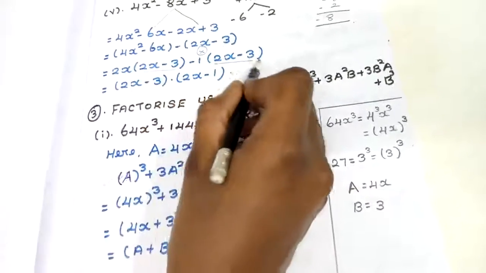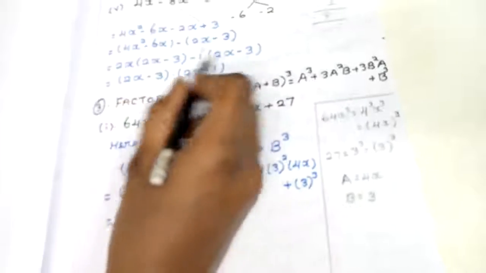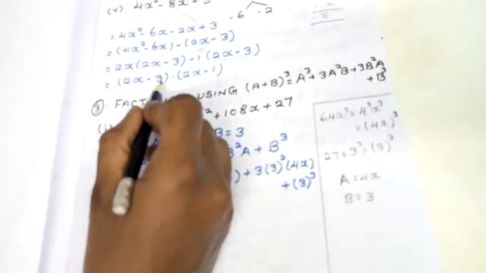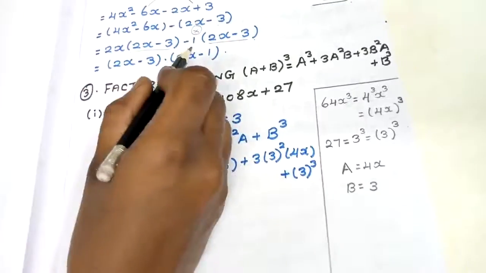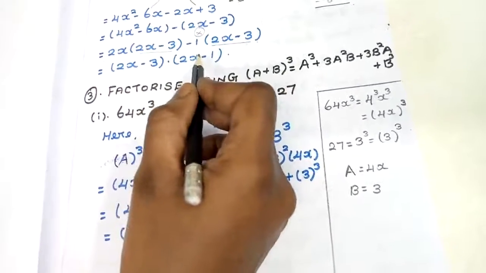Again, if you see, 2x minus 3 is common. From these two terms I am taking 2x minus 3 outside, into 2x minus 1. So this is the way of doing the calculation.